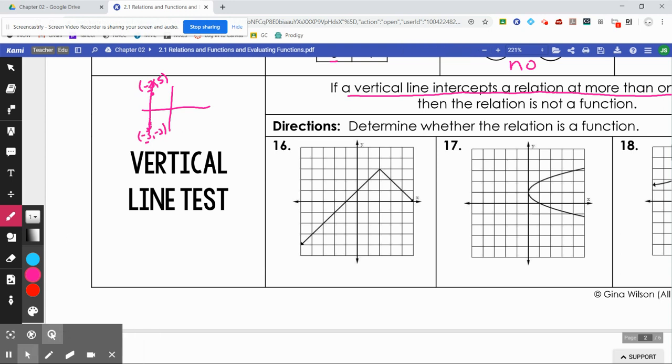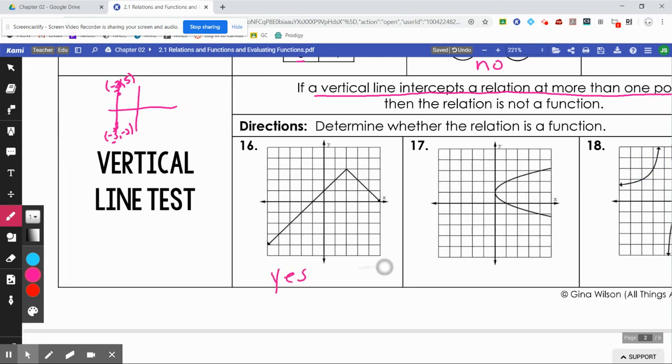So let's see on number 16, are these functions? If I can draw a vertical line and that vertical line hits more than one point, then it's not going to be a function because that means that x value would be a repeat. There's no points above points here, so therefore there's going to be no double hits with a vertical line. So yes, this is a function.